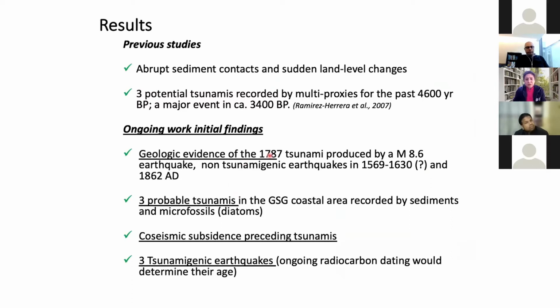We already proved that indeed there was a big earthquake and tsunami in 1787, and three probably large tsunamis on the Guerrero coast that now is a gap with no earthquakes, but if they happened in the past, there is no reason why they will not happen in the future. And also, interestingly, although with the instrumental data in more recent events we see seismic uplift, in looking at the historical and prehistorical evidence using geologic data, we find co-seismic subsidence preceding some of these tsunamis. And I mentioned already three tsunami earthquakes.